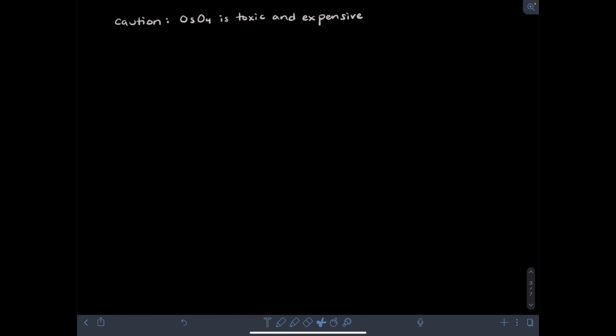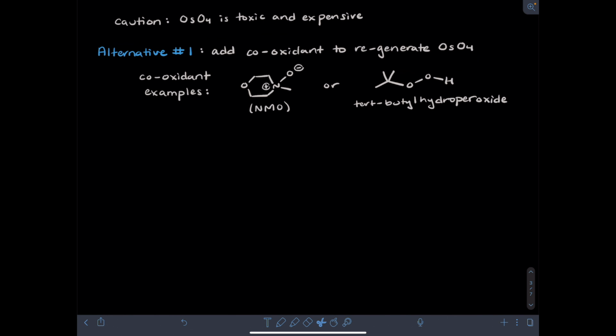Although this syn-dihydroxylation method works really well, there are a couple of downsides. These are that osmium tetroxide is toxic and very expensive. One alternative reaction you'll see in the textbook is to use osmium tetroxide but add a co-oxidant. This allows you to use catalytic amounts of osmium tetroxide instead of stoichiometric large quantities of it. Some co-oxidant examples you'll see are NMO, featuring a nitrogen-oxygen bond where this oxygen is quite reactive, or a reactant called tert-butyl hydroperoxide.